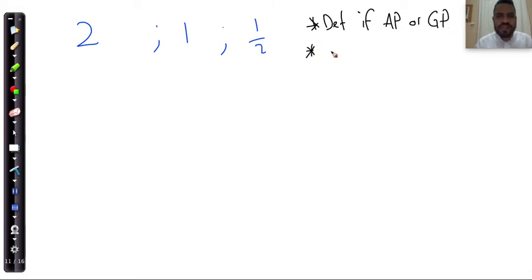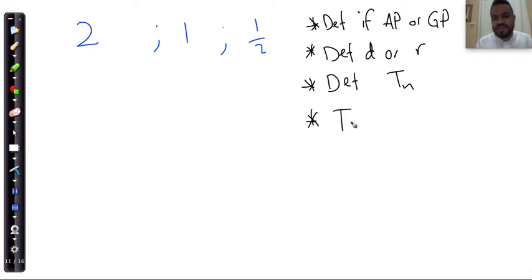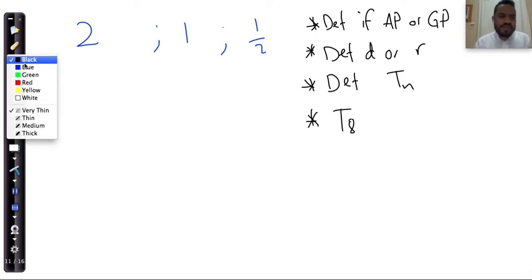Question number 2 is going to be determine D or R. Depending on if it's arithmetic then you will determine D, if it's geometric you'll determine R. Then I'm going to ask you to determine a general formula, which is Tn, and then I'm going to ask you to give me a specific term, determine the value of T8. So we're going to do it in that order.